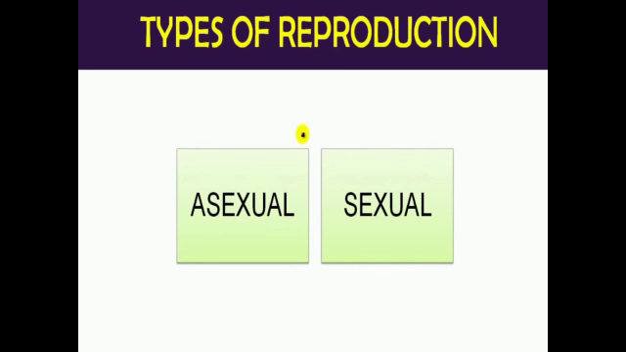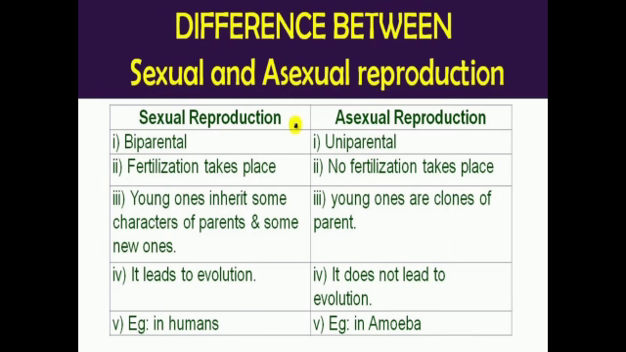Now we will study the types of reproduction. Basically there are two types of reproduction: asexual reproduction and sexual reproduction, right? So let's see the basic difference between sexual and asexual reproduction. This you are learning from your lower classes. Sexual reproduction is biparental. Biparental means two parents are involved, that means male and female, both parents. And asexual reproduction is uniparental, only one parent is involved.